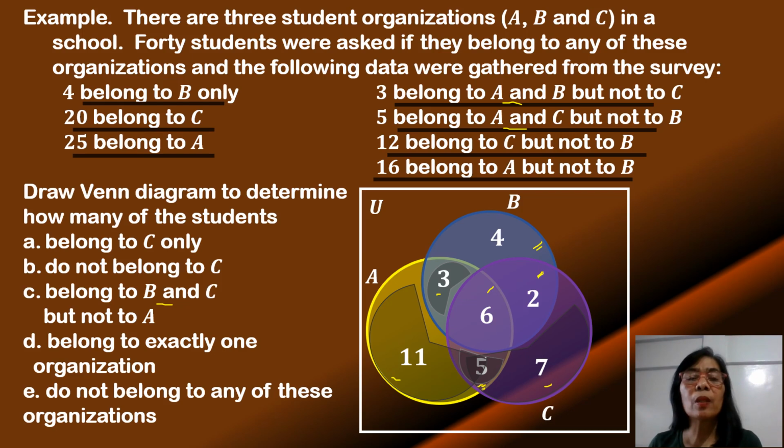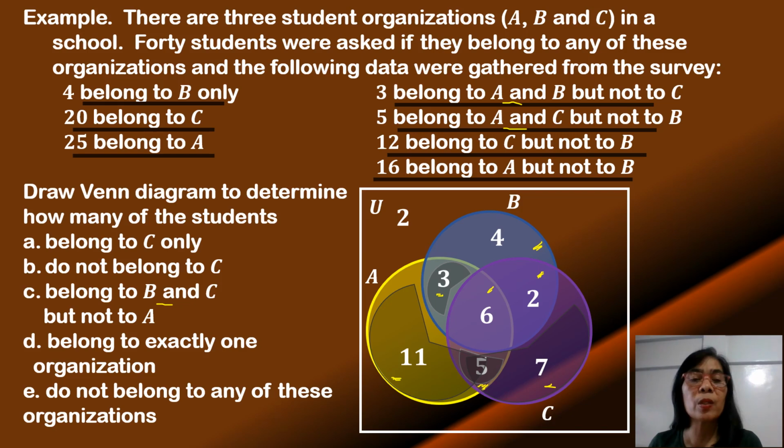Now, it is given that we have 40 students. So let us try to count how many students belong to any of the organizations. So we have here 11 plus 5, that's 16. 16 plus 7 is 23. 23 plus 6 is 29. Plus 2, 31. 34, 38. That means there are 2 students who do not belong to any of the 3 organizations.